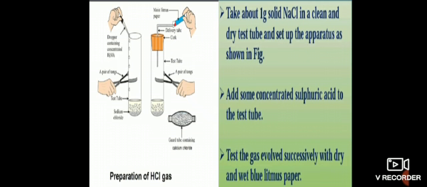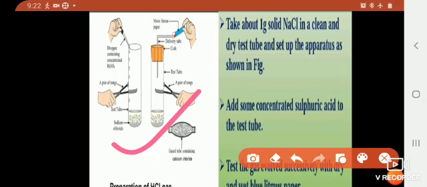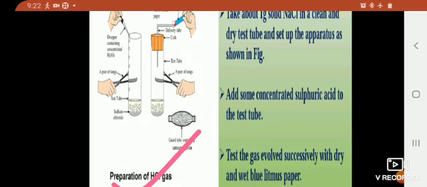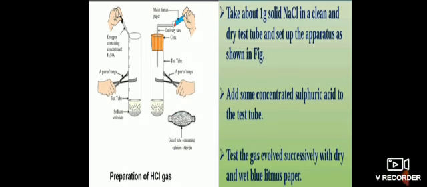Take about 1 gram of solid sodium chloride in a clean and dry test tube and set up the apparatus as shown in figure. Add some concentrated sulfuric acid to the test tube. Test the gas evolved successively with dry and wet blue litmus paper. Dear children, do you think dry litmus paper turns its color or wet blue litmus paper turns its color?